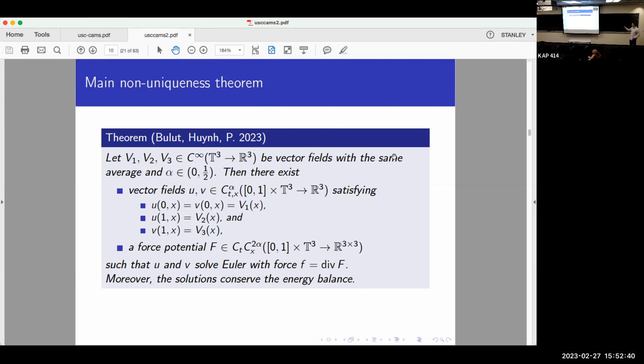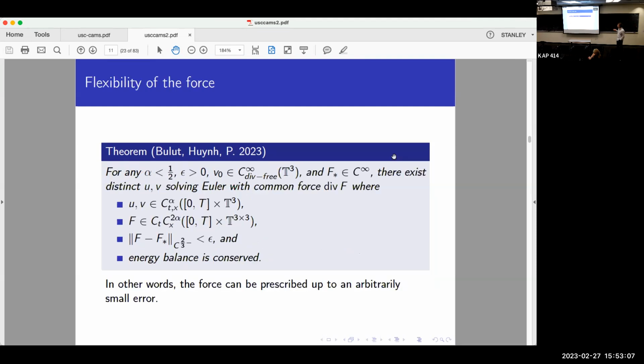And so these solutions are above the Onsager threshold in the sense that they do conserve the energy balance. And we prove that when the velocity fields have at least this much regularity, and the force has at least this much regularity, then the solution must obey the energy balance in the sense that the work done by the force balances any change in the kinetic energy. And in fact, we can say something a little stronger as follows, which is that we can target the force up to a small error. So if you give any data and any smooth F, I'm calling capital F the potential for the force, so the entire force is the divergence of F. Let me maybe write that to make it clear. So we're considering Euler.